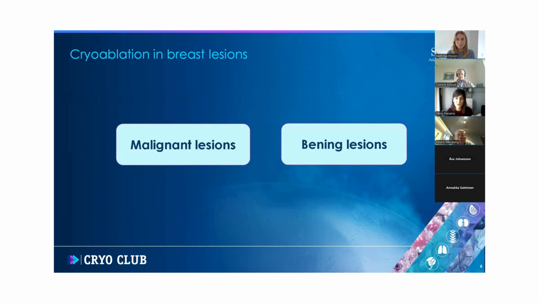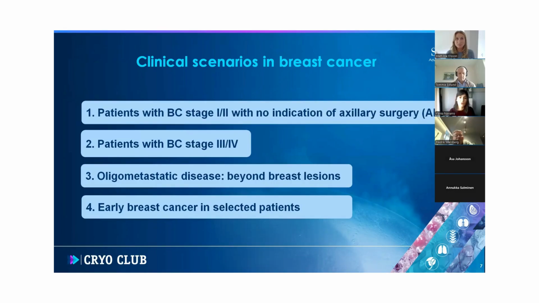So we have these two big groups. We can treat malignant lesions with cryoablation, and also we treat benign lesions. First, we are going to start with malignancy because, of course, it is going to be our main group of patients. So, in malignancy, these are the main clinical scenarios for cryoablation in breast cancer.